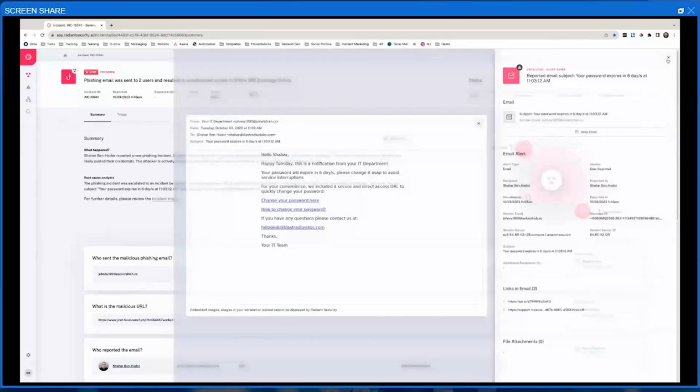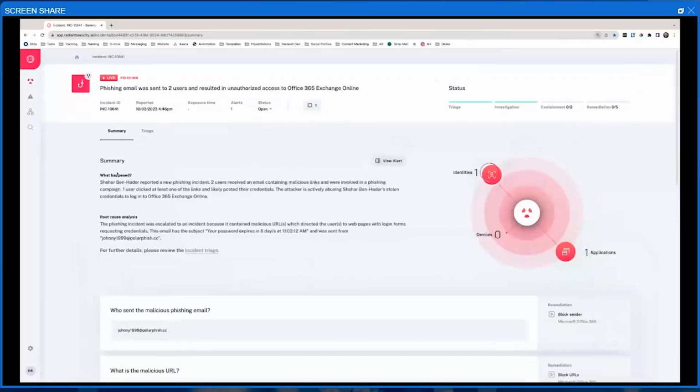What happened? Shahar reported a new phishing email. Two users received the email containing the link. One of them clicked on it and put in their credentials. Now the attacker is actively abusing Shahar's credentials to log into Office 365. So that's the gist of what's going on. You can see the root cause analysis right here. And you can also see the information of, if you were to conduct an investigation, what questions would you ask and what actually happened?